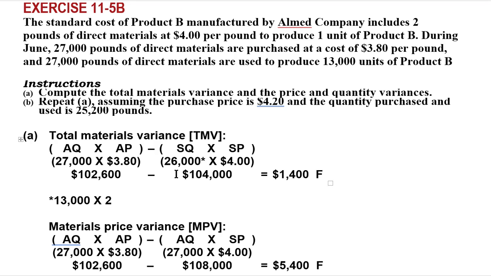What should they have paid? They should have used 26,000 pounds and they should have purchased them at $4 per pound, and so the total cost for materials should have been $104,000. You can see that they saved $1,400 because they ended up paying less overall for the item. So they have an overall variance or materials variance of $1,400.